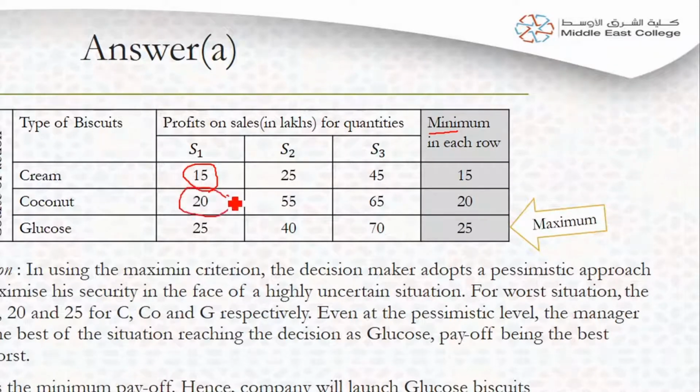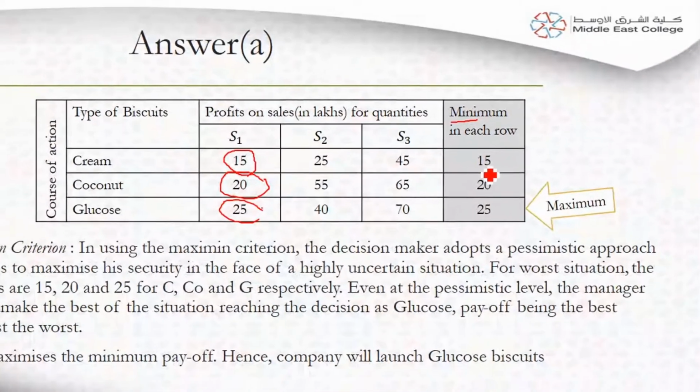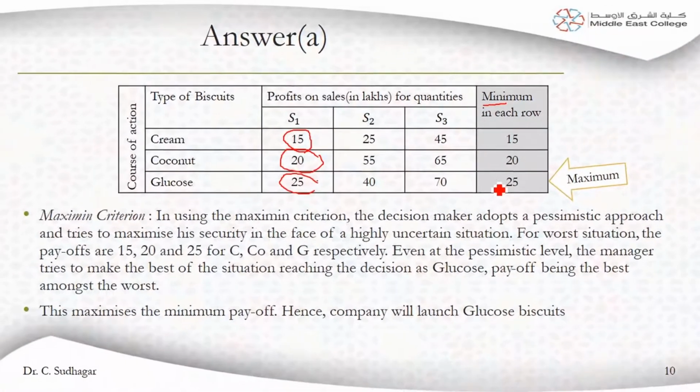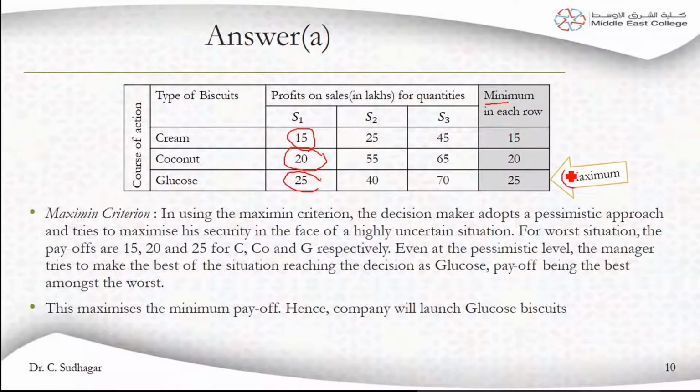And the third row 25, 40, 70. What is the minimum? So this is the minimum here. So in each and every line, write the minimum here. Then after writing this, now you apply the maximum part. First write the minimum, then the maximum. So first we find the minimum in each line. So out of this 15, 20, 25, what is the maximum? So this is the maximum value, 25.